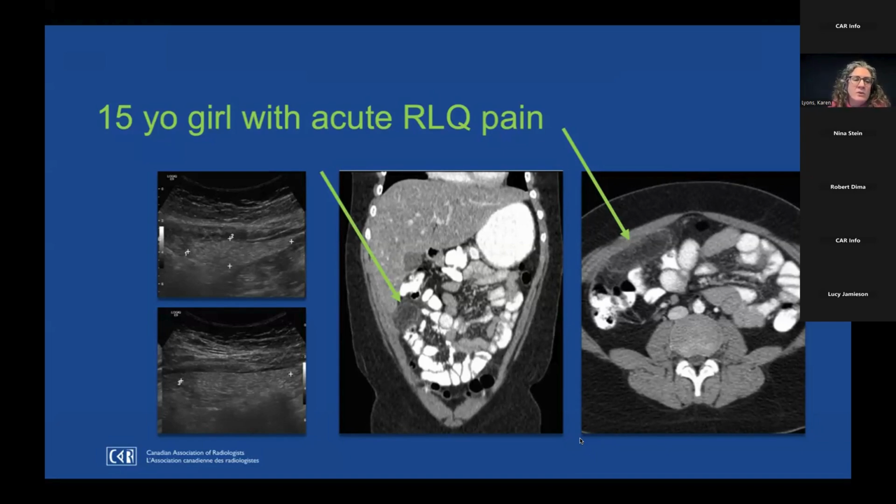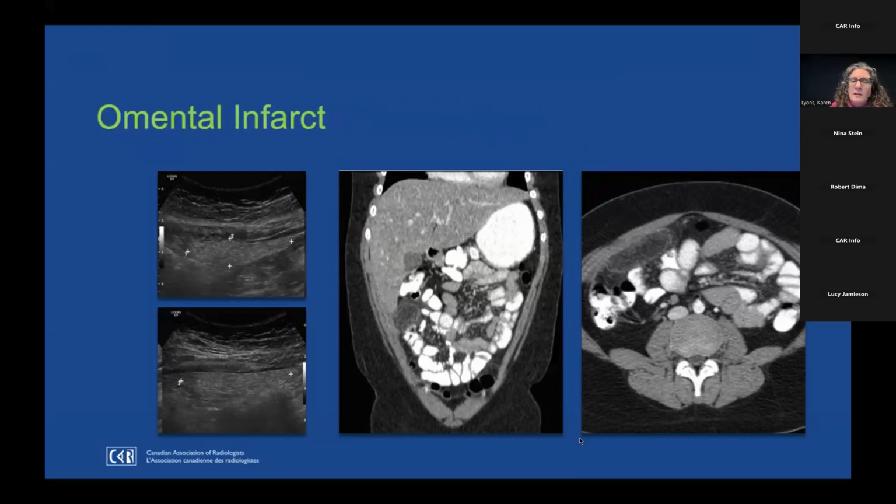And those arrows on the CT, on the coronal and the axial, point to that same area that we saw by ultrasound, which is a rounded area of stranding in the omental fat. This is very classic for an omental infarct and is a mimic of appendicitis, and typically is treated, I think, with non-steroidal anti-inflammatories.